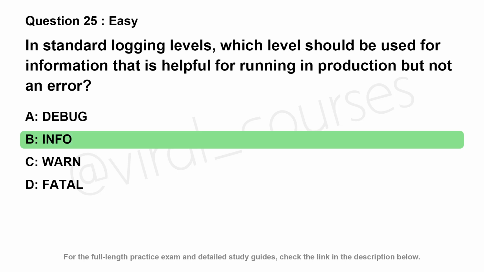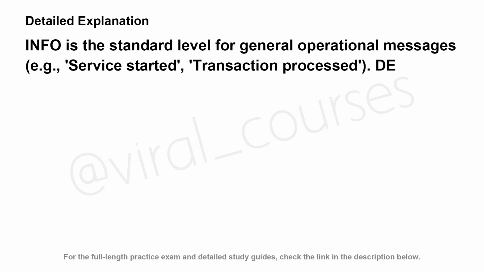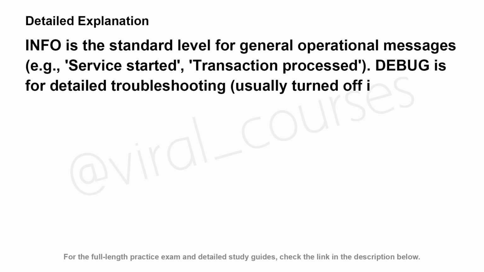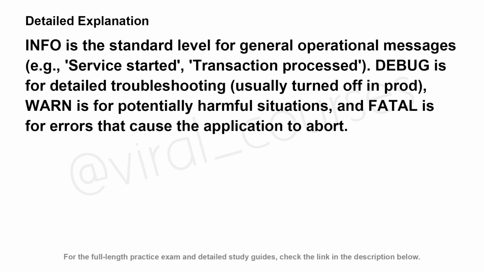The correct answer is B. Info is the standard level for general operational messages, e.g., service started, transaction processed. Debug is for detailed troubleshooting, usually turned off in prod. Warn is for potentially harmful situations. And fatal is for errors that cause the application to abort.